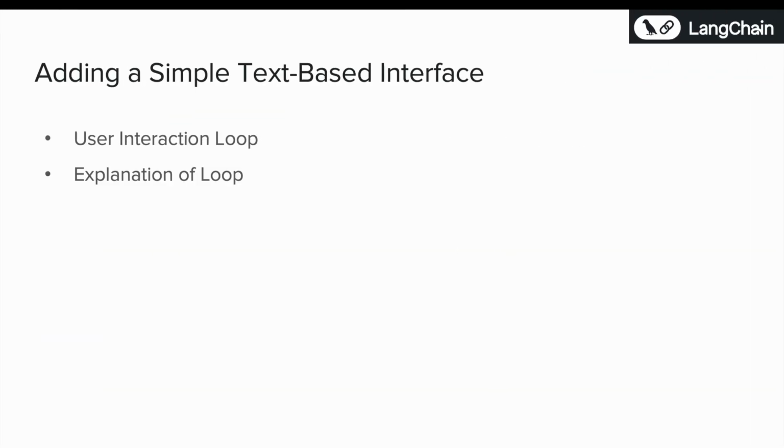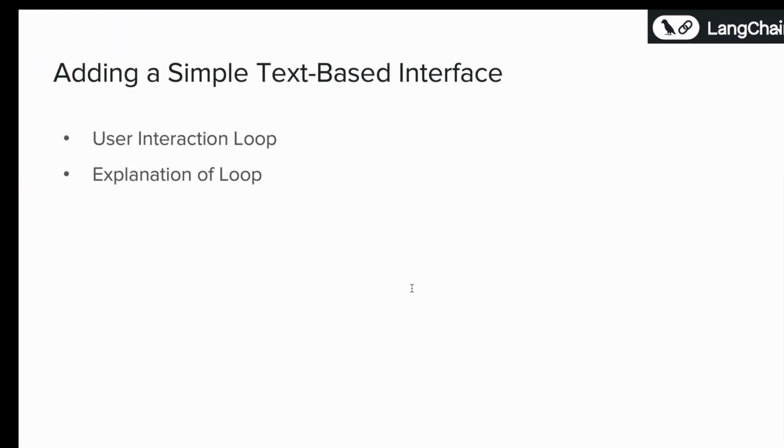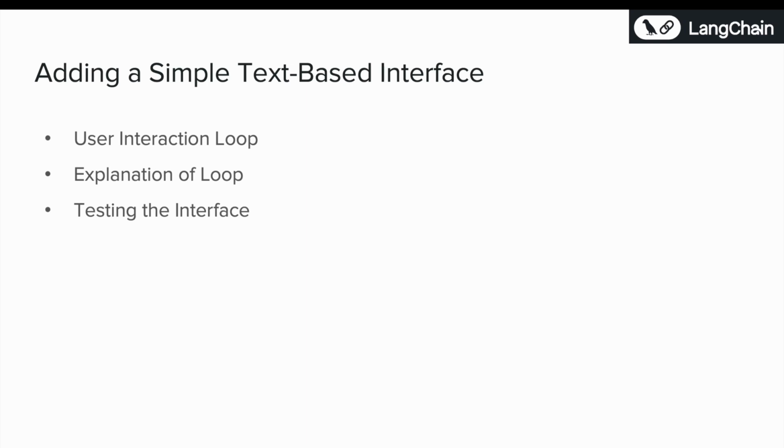So once again, to explain the loop, this loop allows the user to keep asking questions until they type the text exit. It can be uppercase, lowercase, doesn't matter because I'm converting it into lower here. For each question, it calls the answer question function and prints the answer with a confidence score. Next step is actually testing the interface. Now let's run the script and try to ask different questions based on the knowledge base that we have.